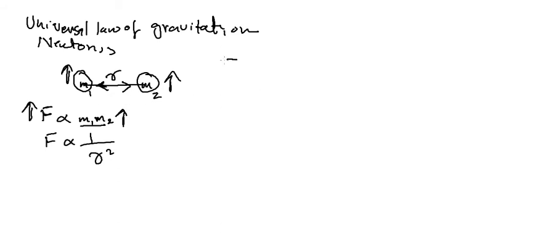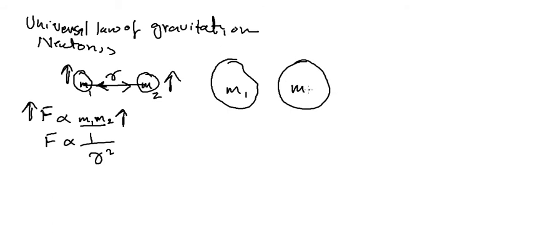Let's say if I have a huge mass here, mass 1, and another huge mass here, mass 2, they will attract each other with a greater force as compared to these two masses here on the left hand side. And if I decrease the distance between mass 1 and mass 2, the force will increase. So this is what this says.